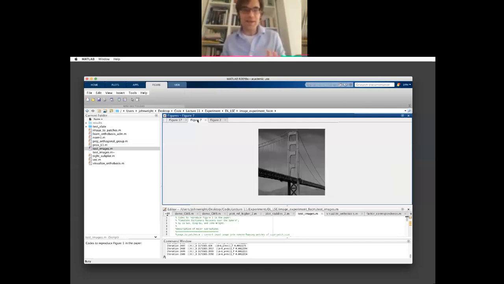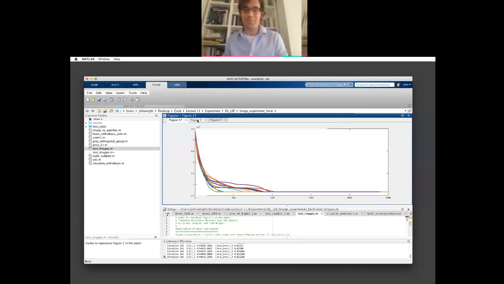And this is not special to this picture. You can try it with other pictures. I think our code is available online, so you can play with it and try to break it. If you set the lambda really, really small, you can make it break. But for reasonable settings of the lambda, it seems to happen.